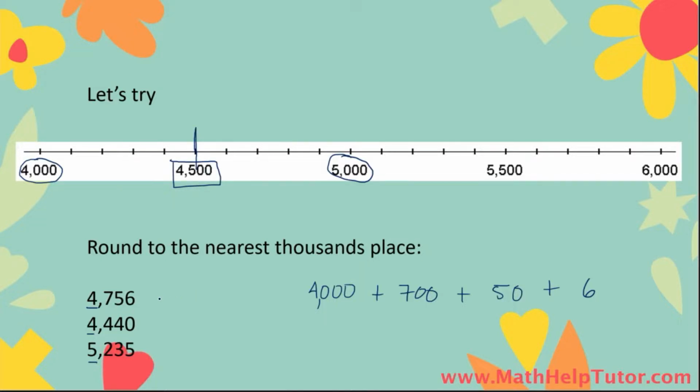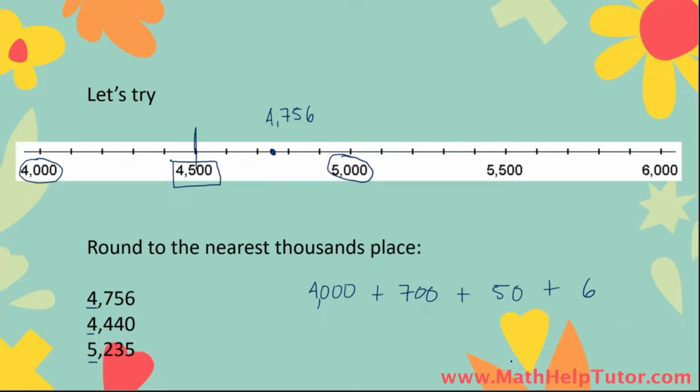After that, we look for our number in the number line. So if this is 4,500, this should be 4,600 if we have increments of 100 for each notch. And this is 4,700. This is 4,800. So our number should be between 4,700 and 4,800. Our number should be around here. That's 4,756 over here.